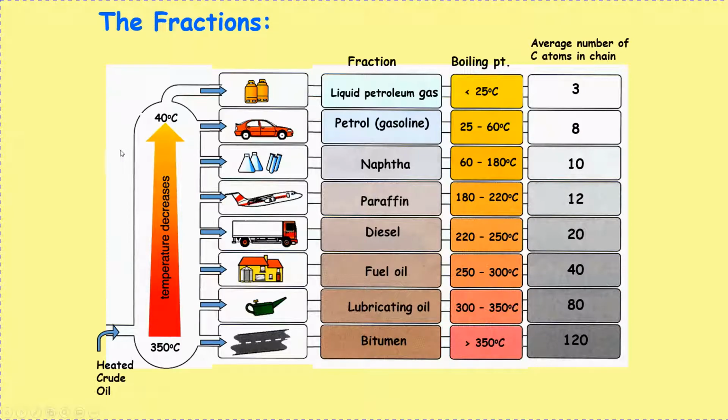Okay, so you've got your ideas here in terms of the temperature decreases. So as you move away from the furnace, it starts to cool down. Okay, so you've got your gases at the top, which have the lowest boiling point. The boiling point increases as you go down the fractionating column. They get darker as you go down, and their carbon chains get longer as you go down the fractionating column.